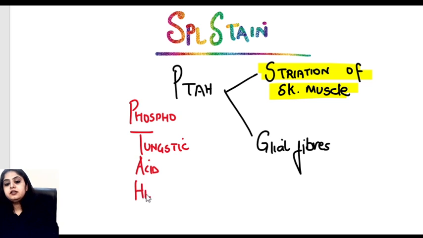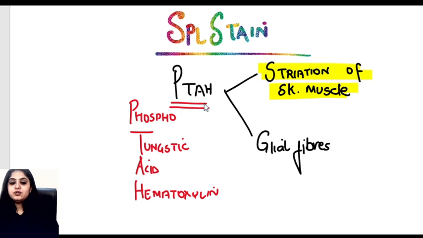Phosphotungstic acid hematoxylin is what you have in PTAH. There's actually a very famous way of learning this, which all of us had discovered in the classes on Unacademy, because students sometimes, right now you've learned it, you'll remember it. After 10 days or 12 days, you might feel you've forgotten.